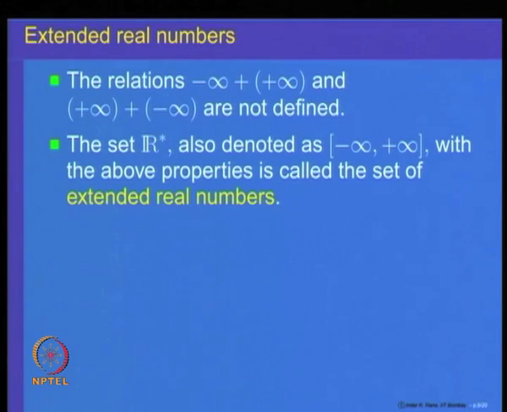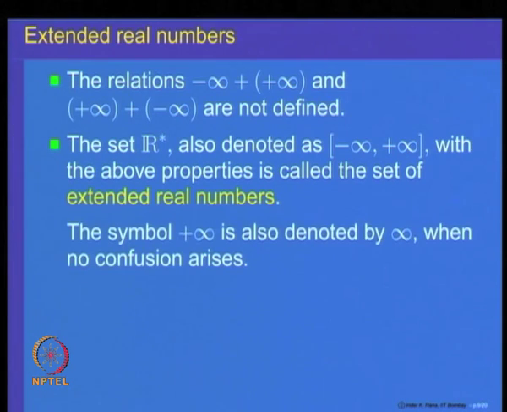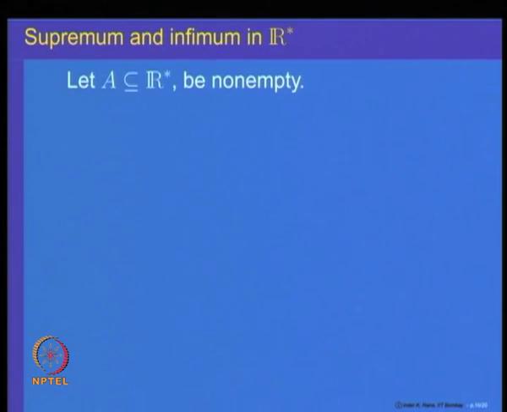So, once you are familiar with the order, and with the addition and multiplication on the extended real numbers, we can look at the notion of sequences in real numbers, and also the notion of supremum and infimum on subsets of extended real numbers. So, let us first look at A, a subset of extended real numbers, and let us assume A is a non-empty set. Now, there is a possibility that A is a subset of real numbers only.